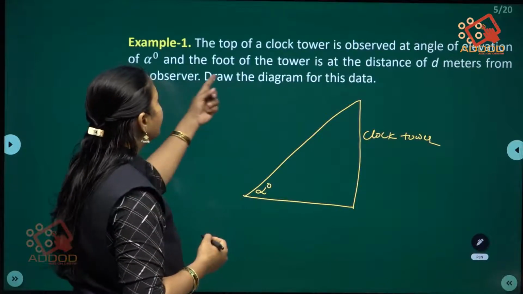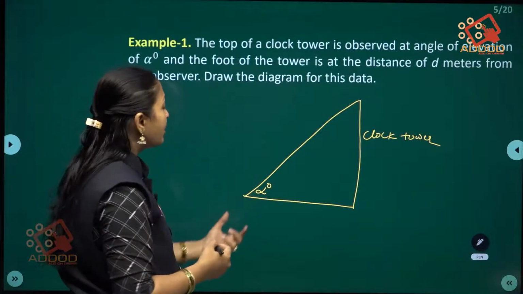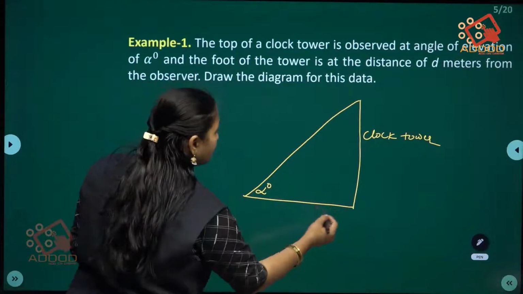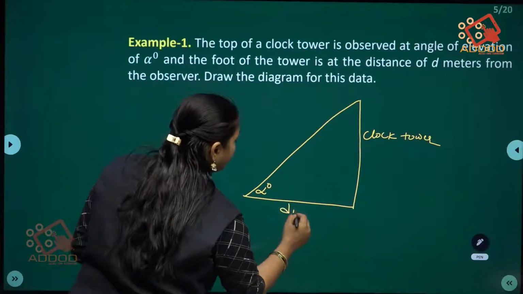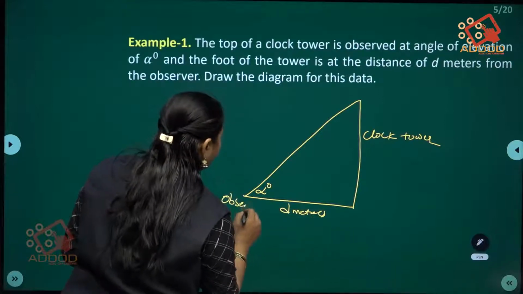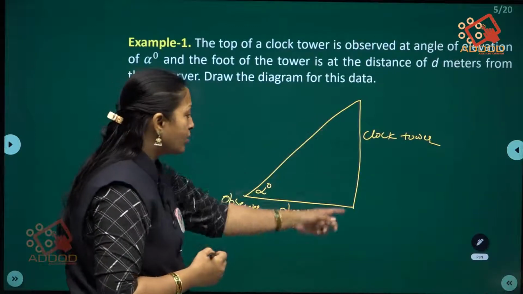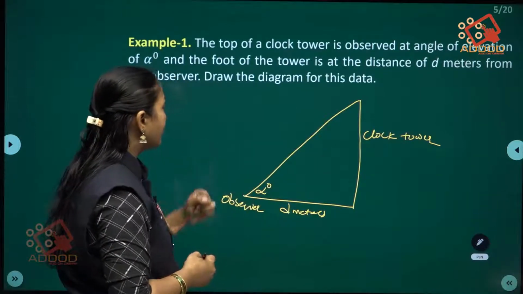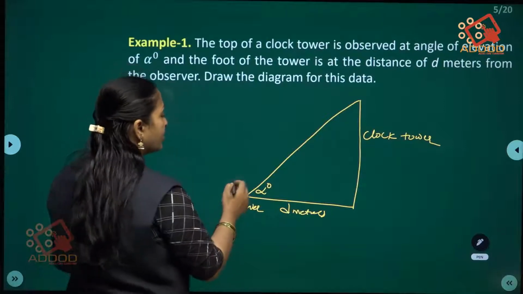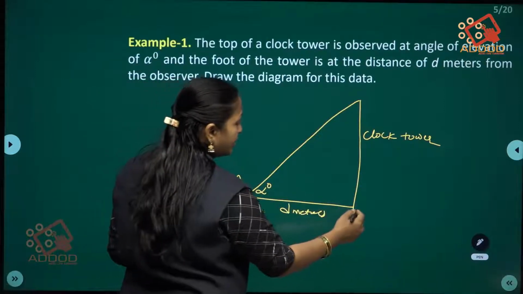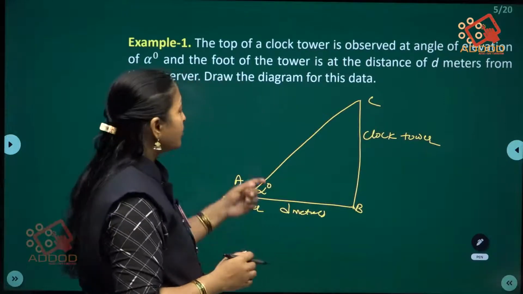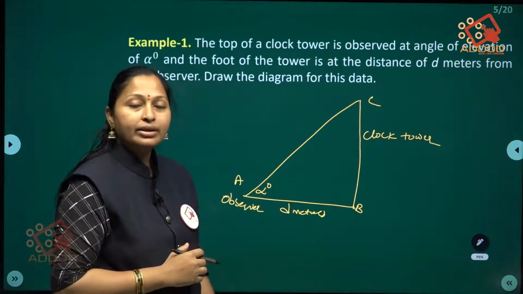Alpha degrees, and the foot of the tower is at a distance of d meters from the observer and the tower. So this is given as d meters. This is the observer, it is a clock tower, and the angle of elevation is alpha degrees. And draw the diagram for this data. So let's give some vertices A, B, C. B is a right angle, so triangle ABC is a right angle triangle. This is the diagram for the given question.